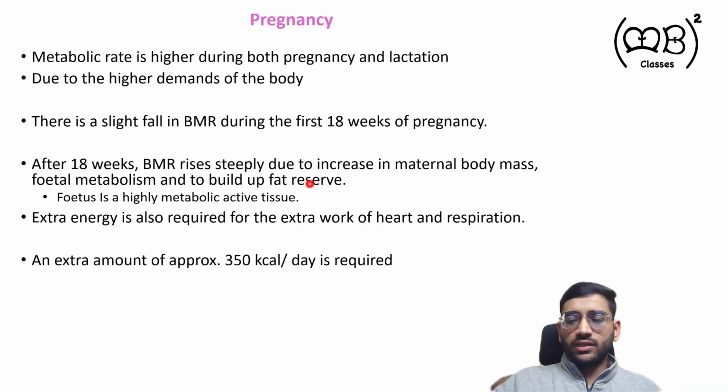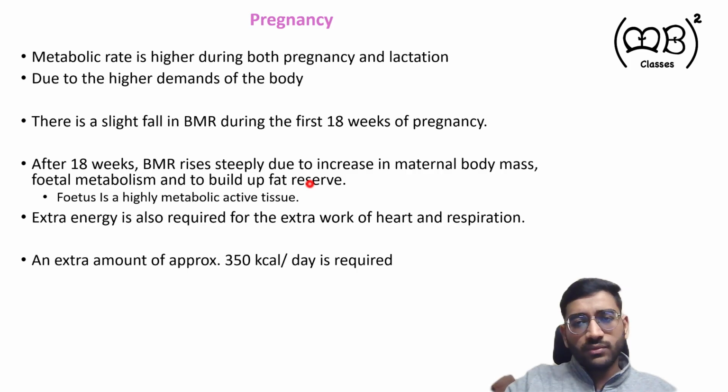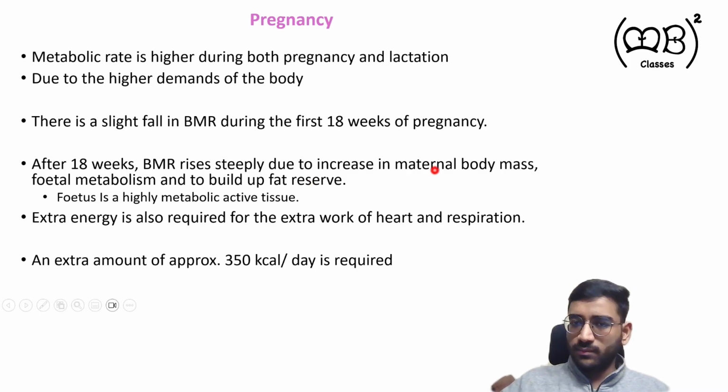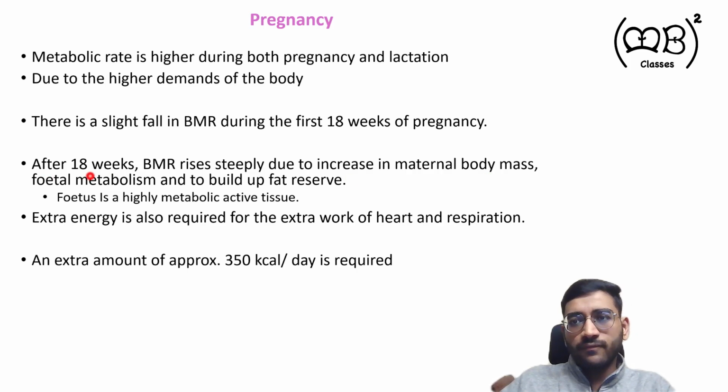Going away from all the size and shape of the body, we go into more physiological factors like the pregnancy, lactation, and further. So metabolic rate would be obviously more in pregnancy and lactation because of the higher demands. There is slight fall in BMR during the first 18 weeks of pregnancy, but after the 18 weeks, BMR rises steeply due to mainly three reasons. First, the maternal body mass is increasing. Second, there's fetal tissue, which is a highly metabolic tissue, which has been increased. So the basal metabolic rate of the pregnant female would be increased.